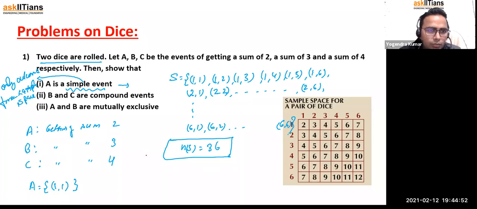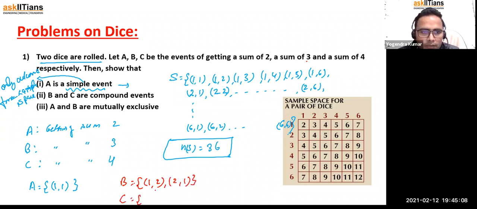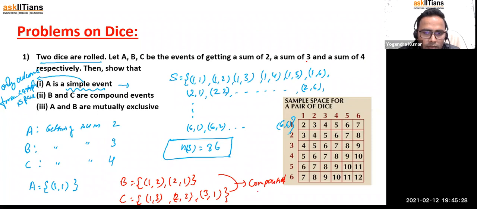Now B and C are compound events. Sum is 3, so event B is 1, 2 and 2, 1. This is B. What is C? Sum is 4. So 1, 3, then 2, 2, 3, 1. You can see there are more than one outcomes. So that's why B and C are compound events, right? If we get more than one outcome from the sample space, these are compound events.